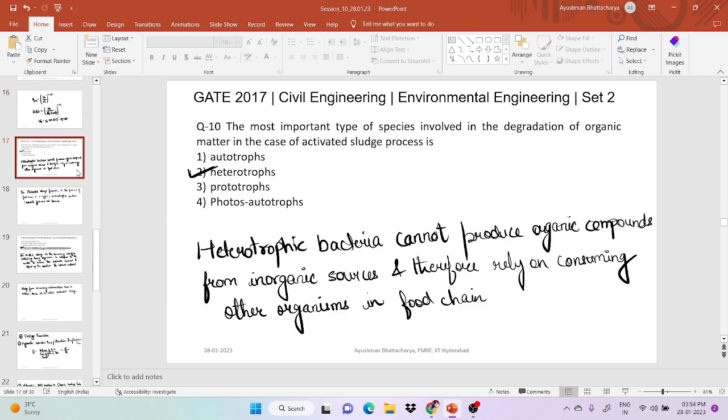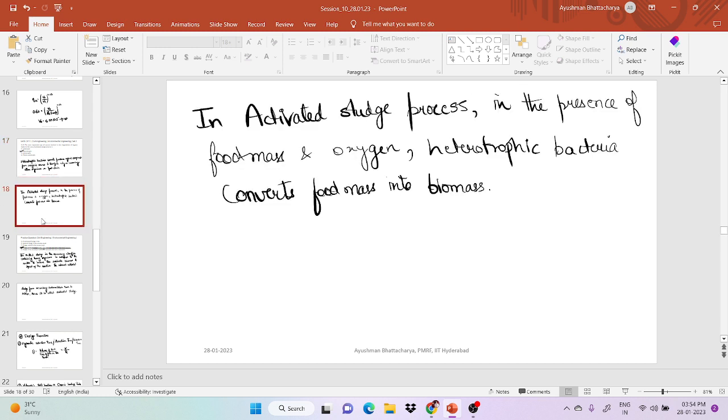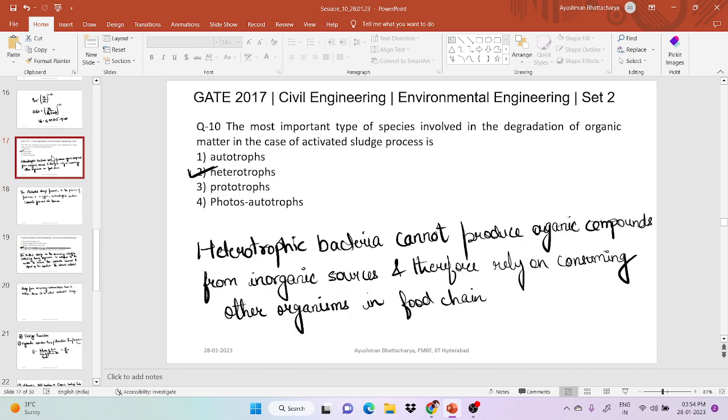The question says, what is the most important type of species involved in the degradation of organic matter in the activated sludge process? The answer is heterotroph, because heterotrophs cannot produce organic compounds from environmental sources, therefore they rely on consuming other organisms in the food chain. In the activated sludge process, in the presence of food mass and oxygen, the heterotrophic bacteria convert food mass into biomass. That is the reason that the most important type of species involved in the degradation of organic matter in the activated sludge process is the heterotroph.